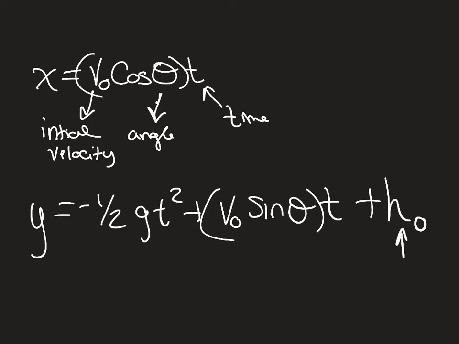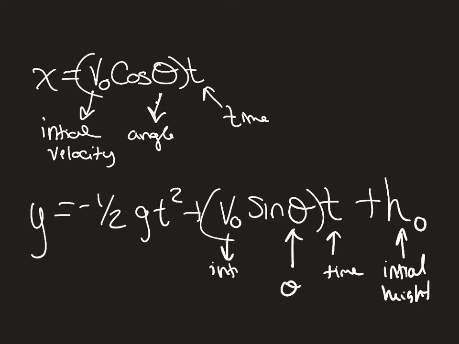So down here, this is my initial height. Sometimes you won't have one. This is my time, my angle, my initial velocity, my time again. It's just this g that we need to talk about for a second. This g is for gravity.